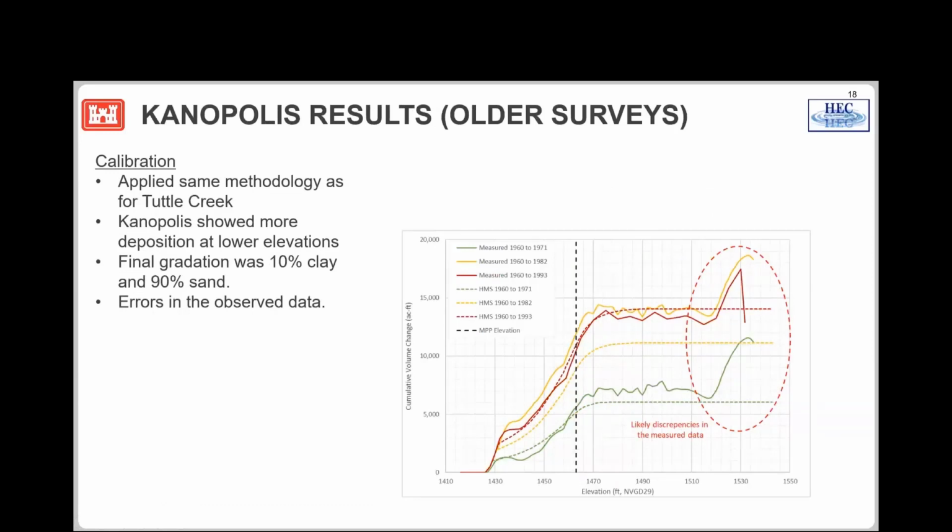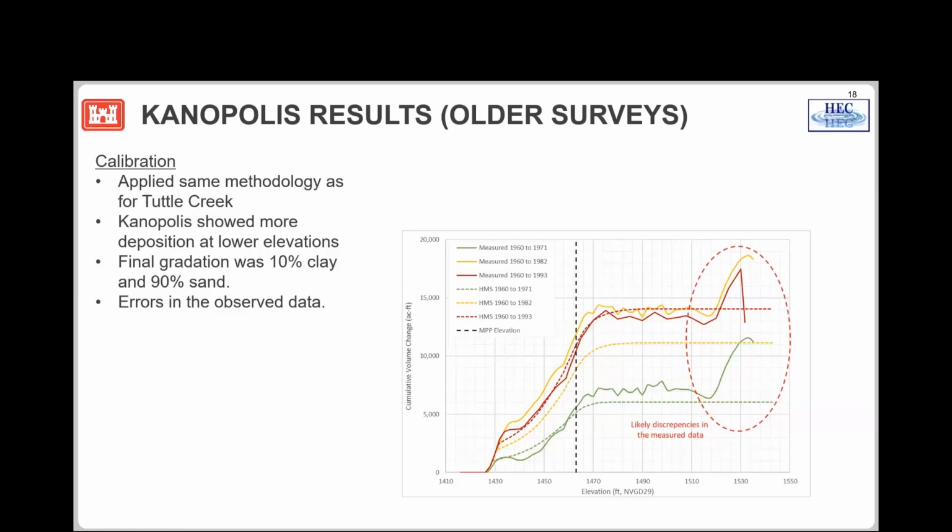And we followed the same methodology we used for Tuttle Creek when calibrating the KANOPOLIS model, but we ended up using slightly more clay in the final gradation for KANOPOLIS, since the measured data showed more deposition at lower elevations. And that can be seen in this plot, where the deposition is steeper at the lowest elevation, but then flattens out some. And I think that's caused by KANOPOLIS being much smaller than Tuttle Creek. And we ended up using 10% clay and 90% sand to account for that. And overall, the HMS results matched pretty well with the measured data.